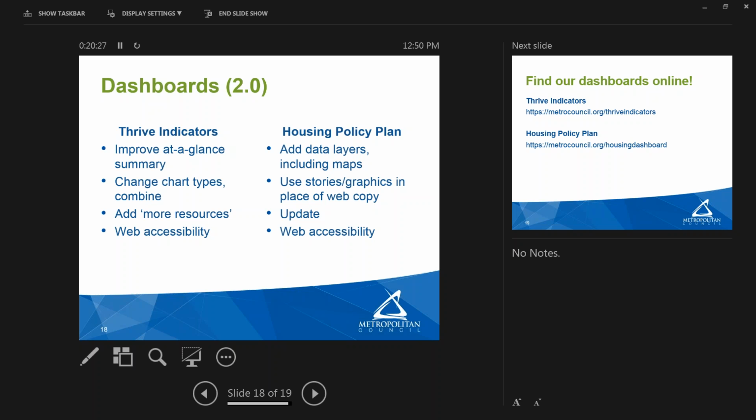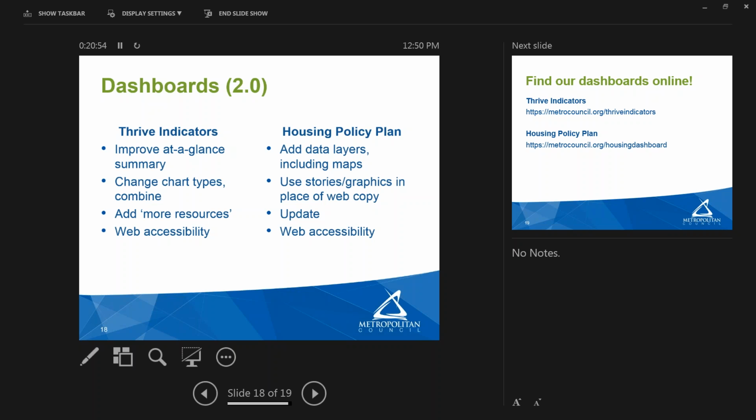With the housing policy plan here, it's informative, but also potentially more exploratory. We do have data at lower geographic levels in the region, so we will be adding those layers and doing more spatial display of some of our information. That way the indicator is the top level finding, but if you want to dig in and explore more, you can do that. Again, using stories and graphics in place of web copy.